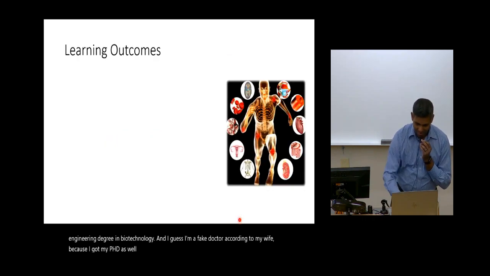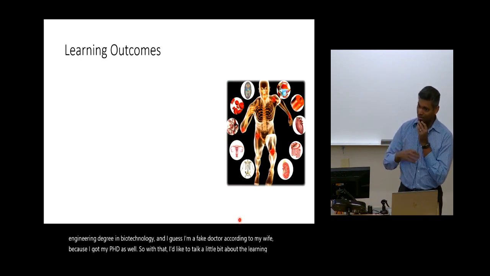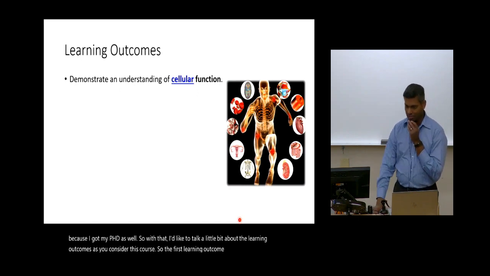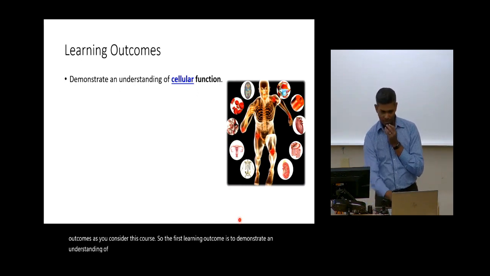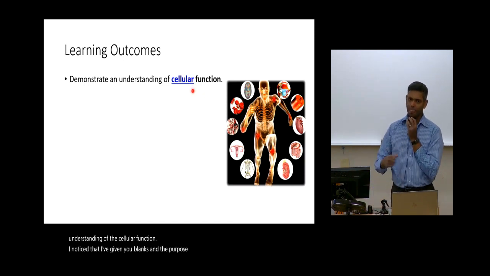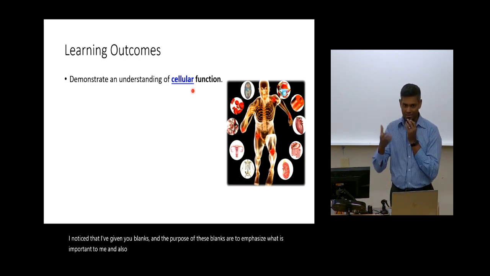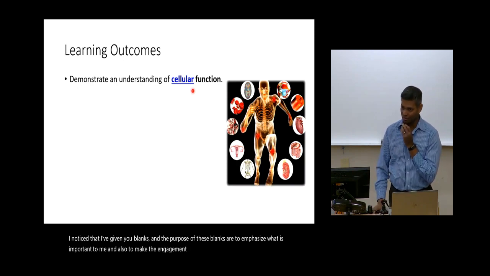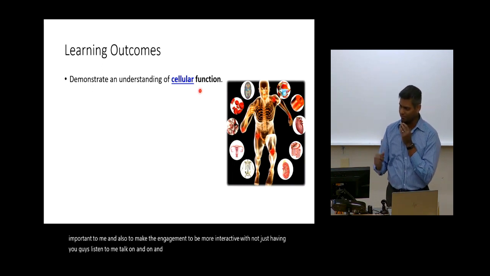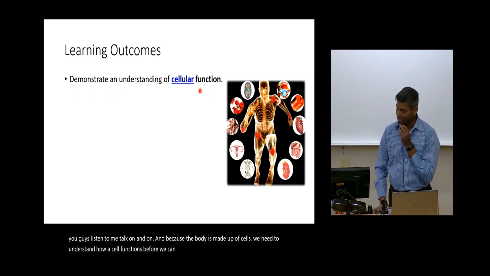So with that, I'd like to talk a little bit about the learning outcomes as you consider this course. So the first learning outcome is to demonstrate an understanding of the cellular function. And notice that I've given you blanks, and the purpose of these blanks is to emphasize what is important to me, and also to make the engagement more interactive, with not just having you guys listen to me talk on and on. And because the body is made up of cells, we need to understand how a cell functions before we can understand how the various organ systems work.